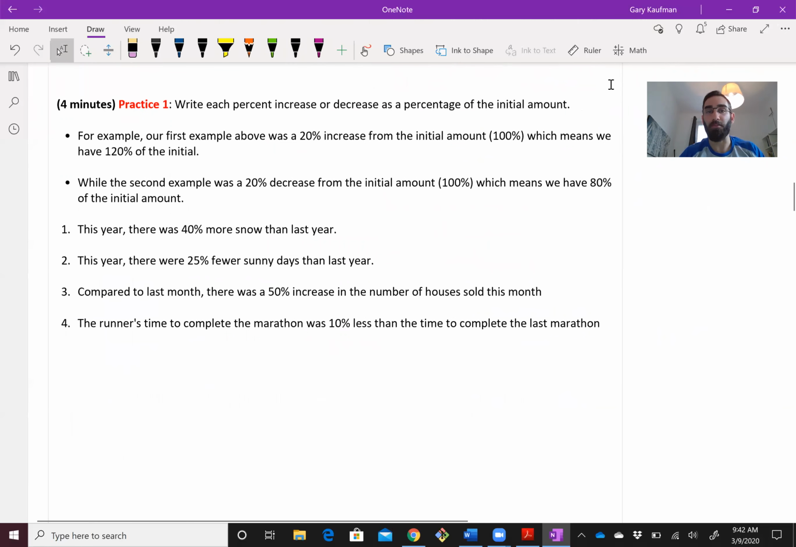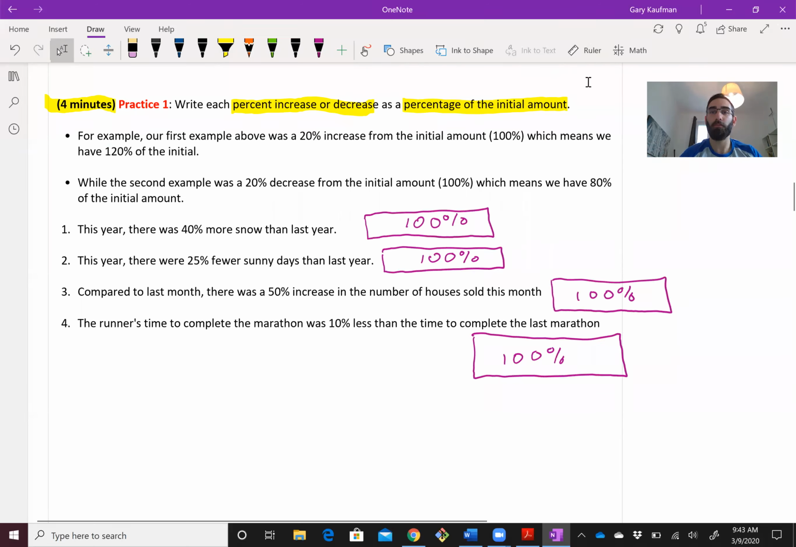Here is a practice problem for you. Again, notice that I want you to take no more than 4 minutes. You're writing each percent increase or decrease as a percentage of the initial amount. Pay close attention to that vocabulary. Percentage increase or decrease, percentage of the initial amount. Those are two separate things. We're going between them. All right, give it a shot.